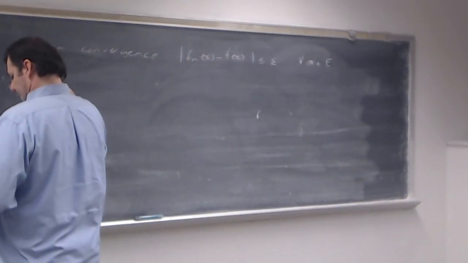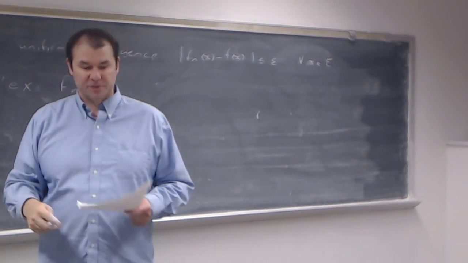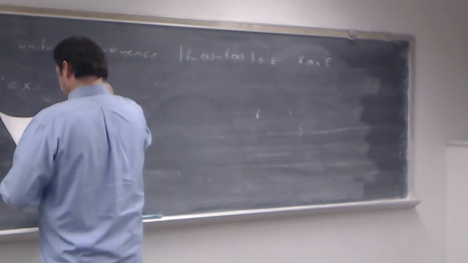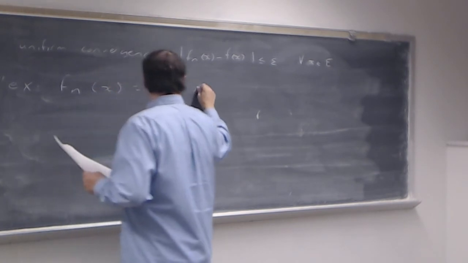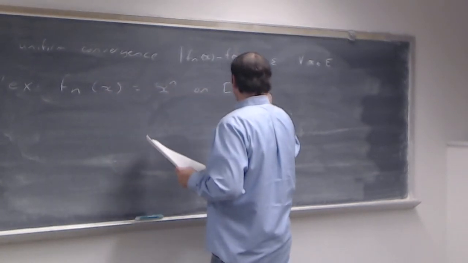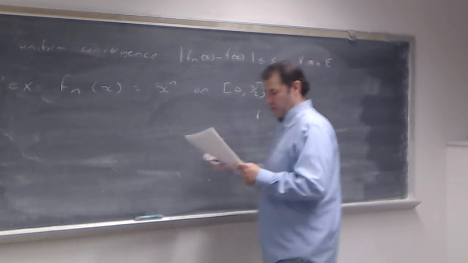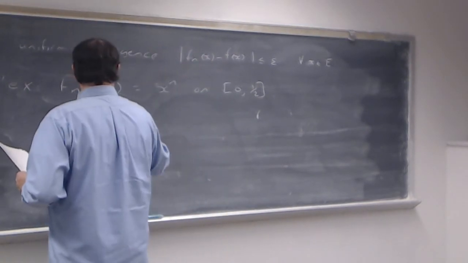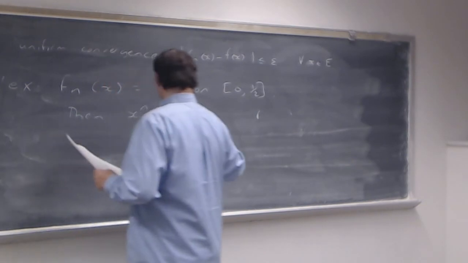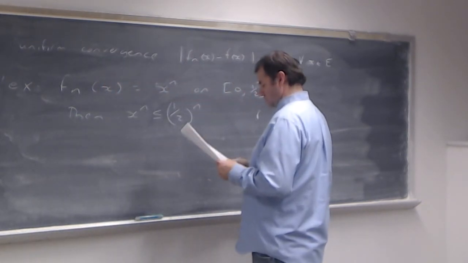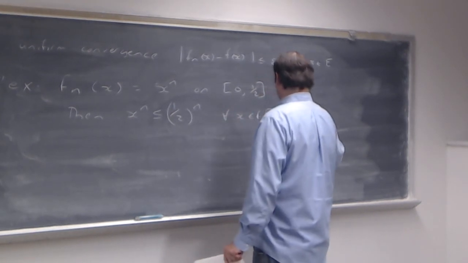Well, I'd like to look at one more example. I showed an example that was not uniformly convergent, but let's look at an example that is. Same type of example, we're just going to change the domain. So if I have f sub n of x equal to x to the n on the closed interval from 0 to 1/2, then here's what we know. x to the n is going to be less than or equal to 1/2 raised to the n for all x in the interval 0 to 1/2.